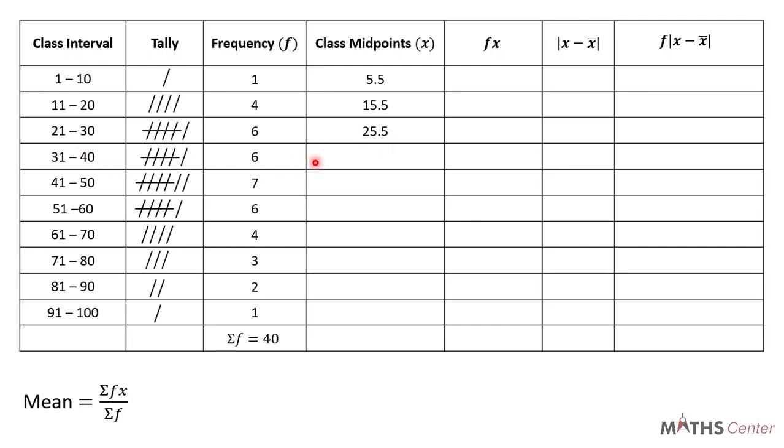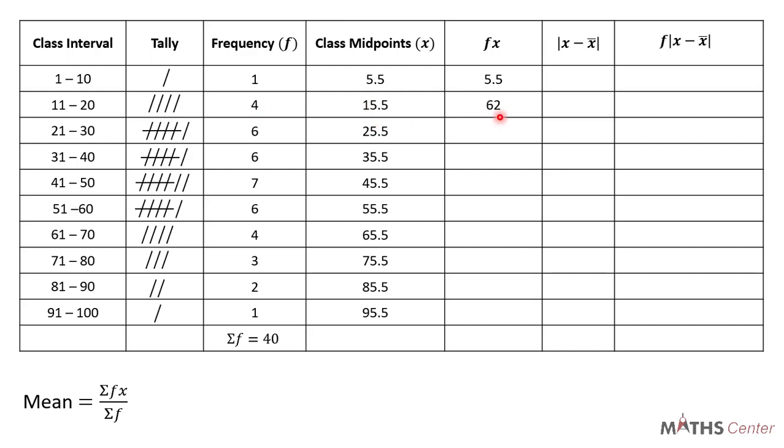So when you go through the same process, the next one will be 35.5, we have 45.5, 55.5, 65.5, 75.5, 85.5, and 95.5. We can now find our fx values. You multiply the f values, that is the values in this column, by the x values, the values in this column. 1 times 5.5 is 5.5.